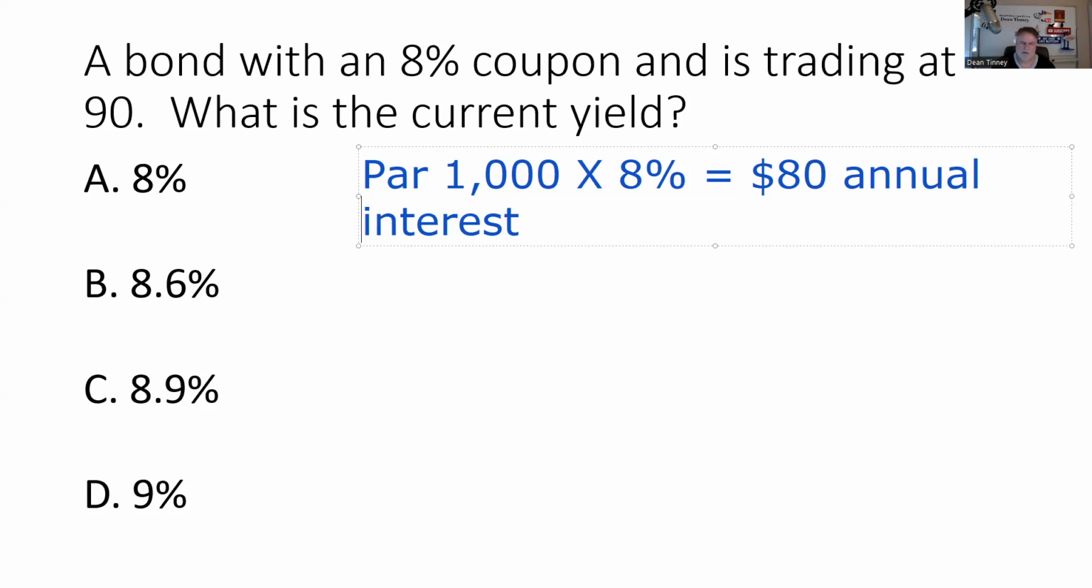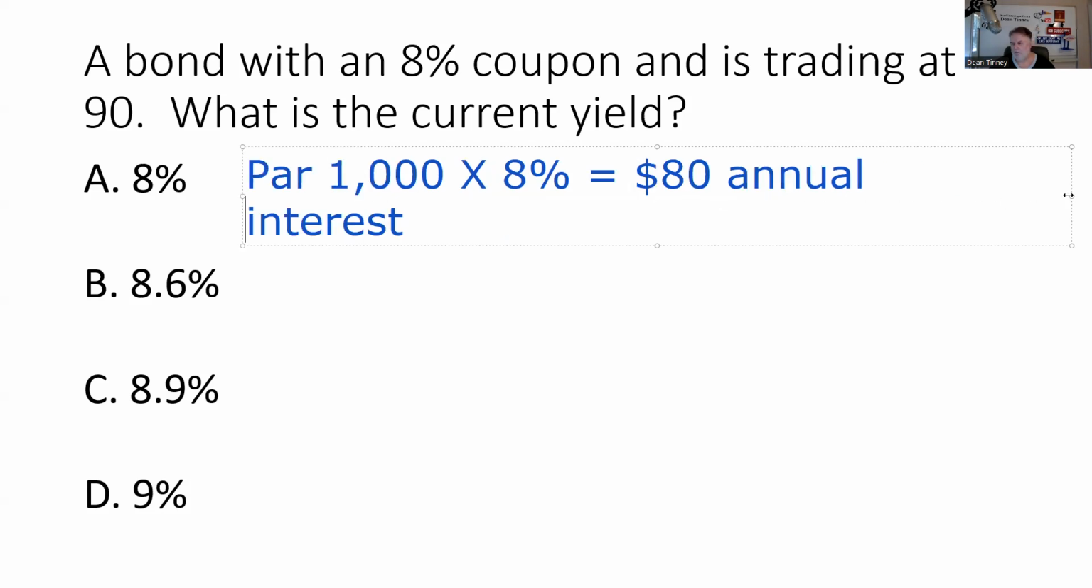So if you can't do that, you're just going to be staring at it and saying, I don't know, right? So that's the first thing. We've got to figure out how much we're getting in interest from this bond.